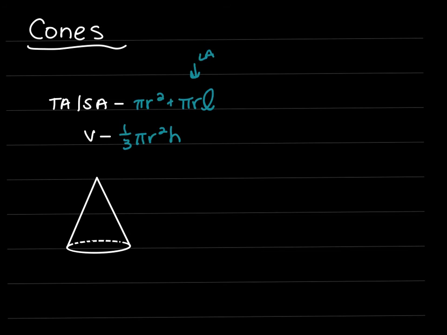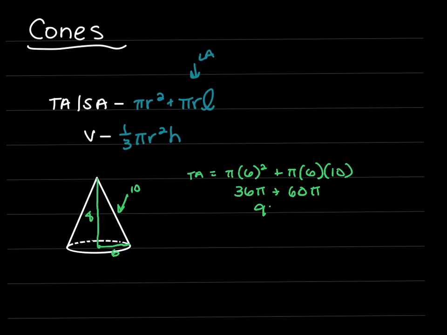So for example, if you were given, let's say this is 6, this is 8, I would know the slant height is 10. So you want to definitely review your triples. I'll do that again when we're done with this one. So the total area would be pi 6 squared plus pi 6 times the slant height, which is 10: 36 pi plus 60 pi, or 96 pi.